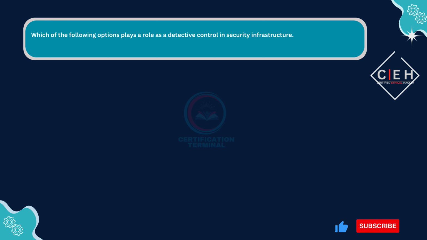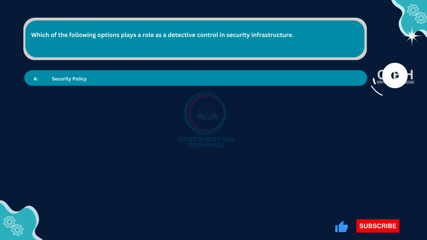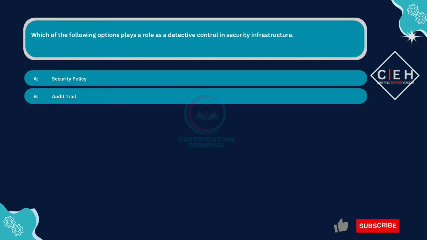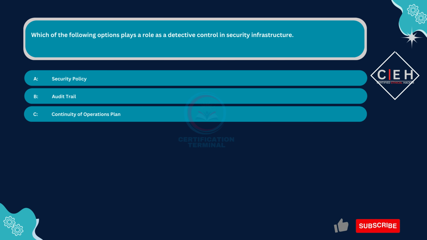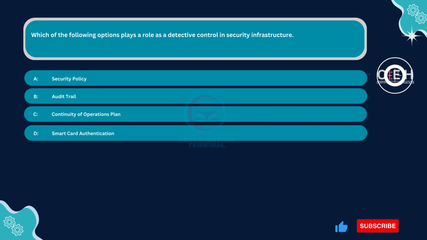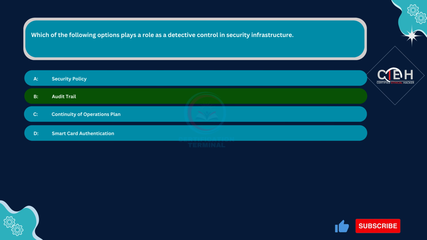Next question. Which of the following options plays a role as a detective control in security infrastructure? Option A, security policy. Option B, audit trail. Option C, continuity of operations plan. Option D, smart card authentication. The correct answer is Option B, audit trail.